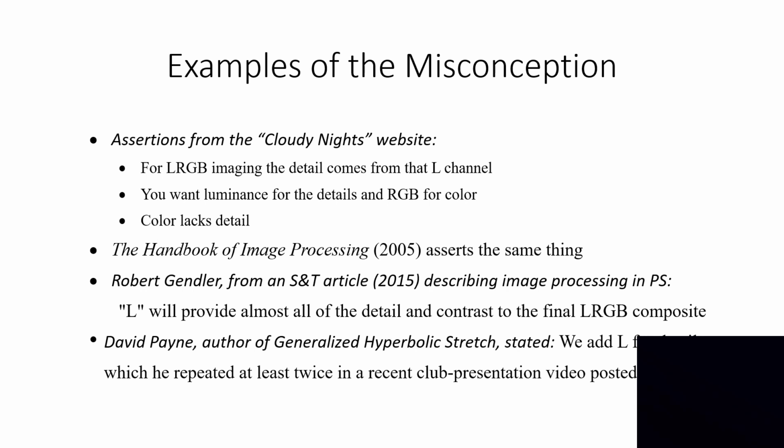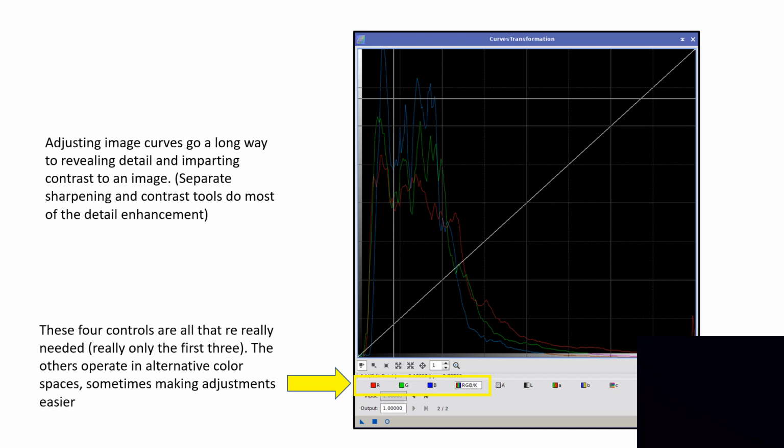But in 2005, a popular book, The Handbook of Image Processing, asserts L is where the detail resides. The famous image processor Robert Gendler, in a Sky and Telescope article in 2015, described L as providing almost all of the detail and contrast to the final LRGB image. David Payne, who authored the Generalized Hyperbolic Stretch tool in PixInsight, twice in a YouTube presentation to a club I'm a member of, said that we add L for detail. All of these are clearly false.